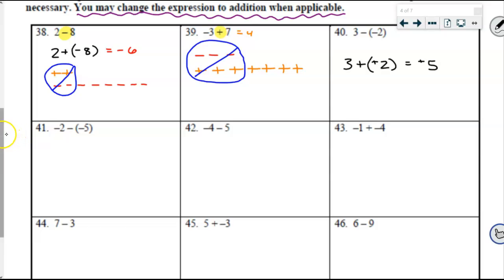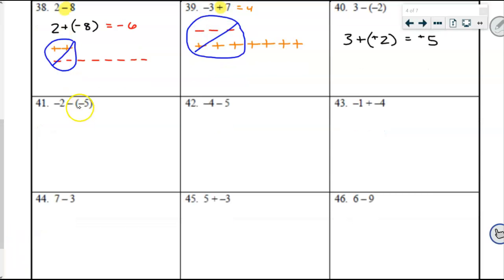Now, I want you guys to self-assess. Give number 41 and 42 a try. 41 and 42. We'll go over it in just a second. Pause the recording, try 41 and 42 without my help. Check your answers. 41, you should have gotten +3.